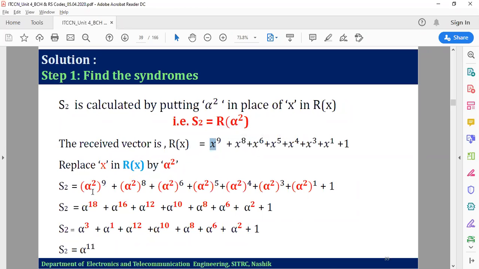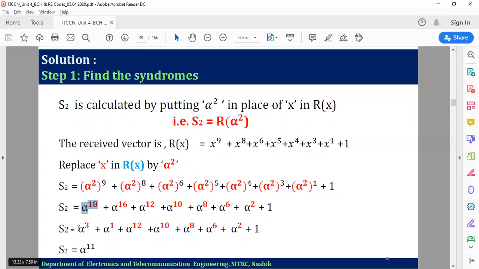And then remember, alpha square to the 9 means this 2 and 9 will get multiplied. Don't do the square of 9 or the ninth order of 2. It is simply the multiplication of 2 and 9. So it will be alpha 18. Now what is alpha 18?